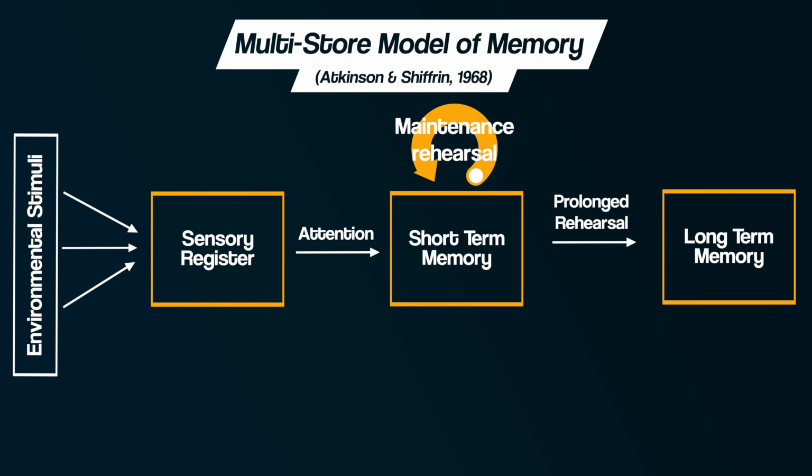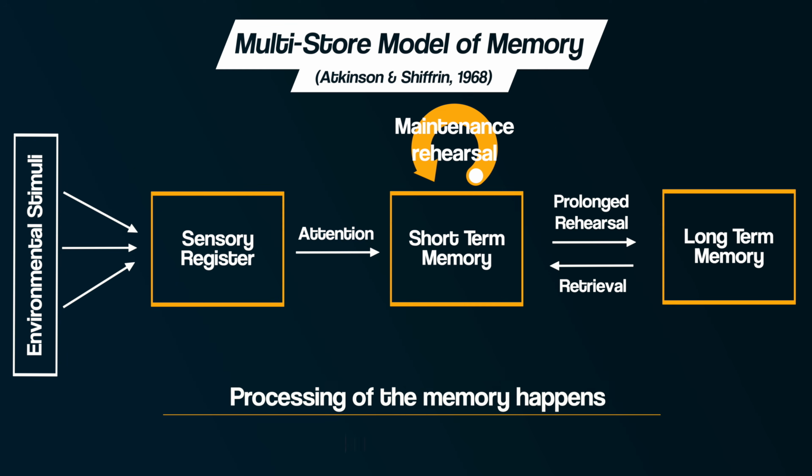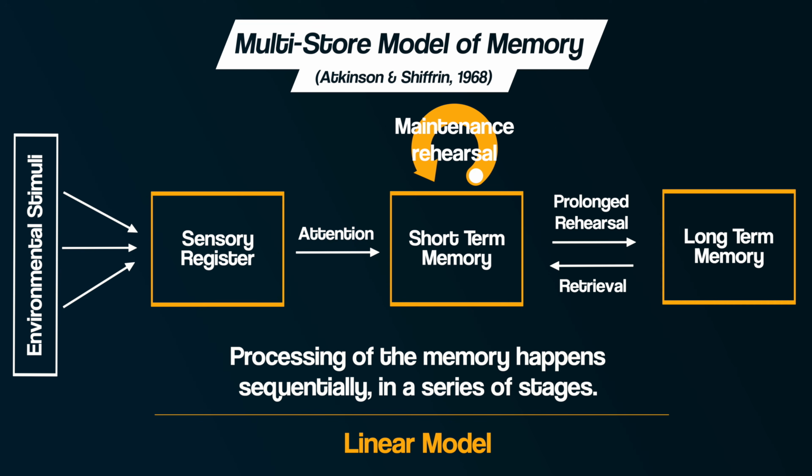If we got asked about that information, we would then retrieve that information from long-term memory to short-term memory to be temporarily used. Notice how this model states that memory flows in a particular direction. For memories to make it to long-term memory, they must go from the sensory register through to short-term memory, then through rehearsal go to long-term memory. This order of direction is why the multi-store model is an example of a linear model, with the processing of the memory happening sequentially in a series of stages going from one store to the next.